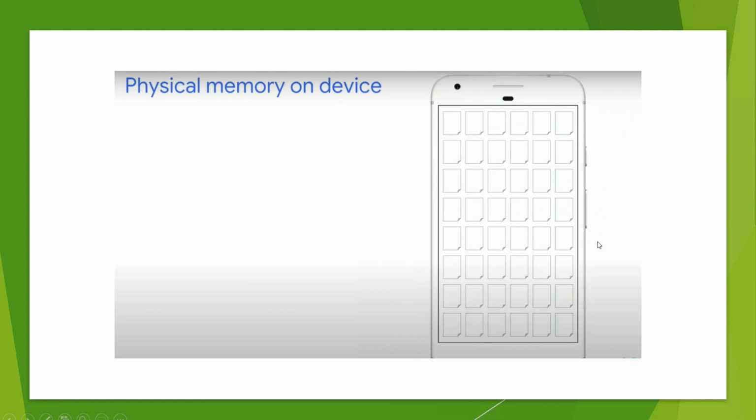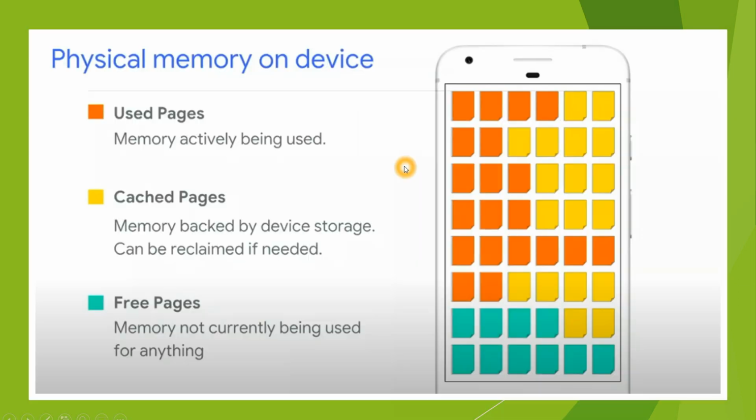So this is physical memory on the device. Physical memory on a device is organized into pages and each page will be typically around 4 kilobytes. In my next slide, you can see there are three different types of pages: used pages, cached pages, as well as free pages. Used pages are the ones which are actively being used by processes. Some process or the other is using this memory. So all the orange ones are occupied by the processes which are currently executing.